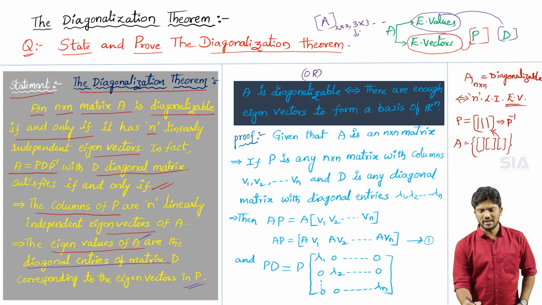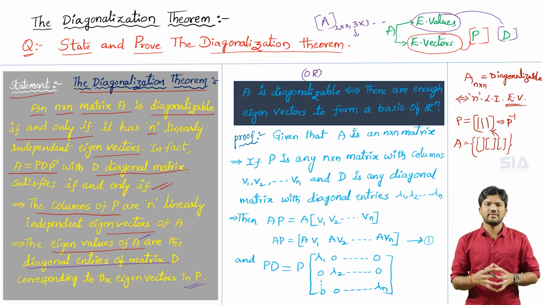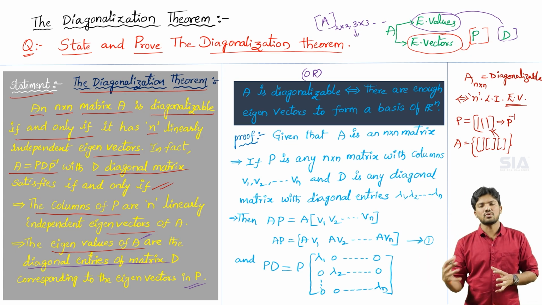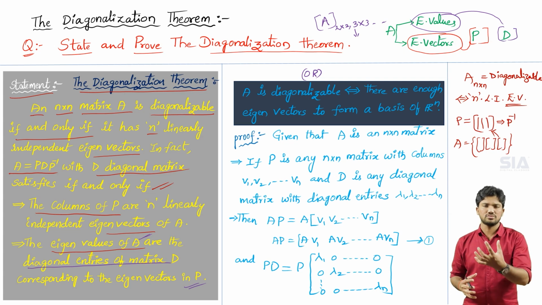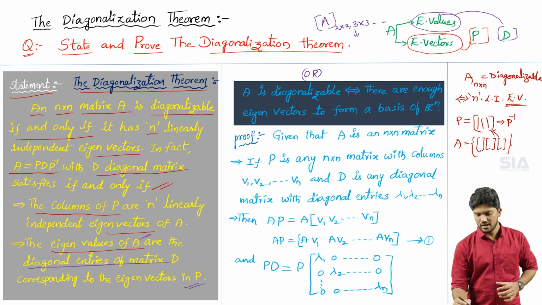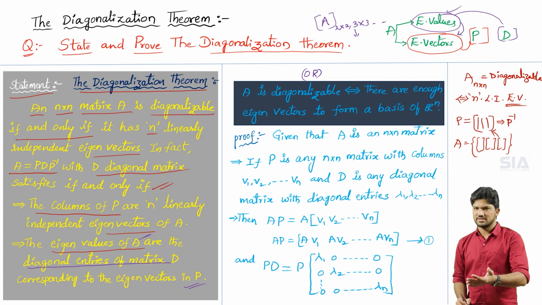For that capital A, we can apply the characteristic equation. After that, we can get the roots of the characteristic equation. Those roots are called eigenvalues. Corresponding to the eigenvalues, we will get eigenvectors.